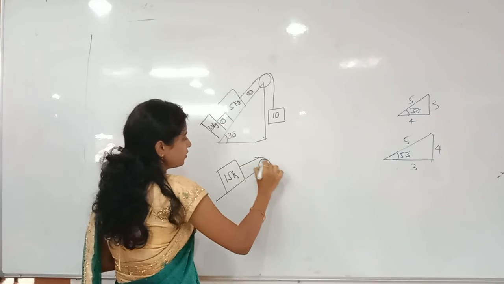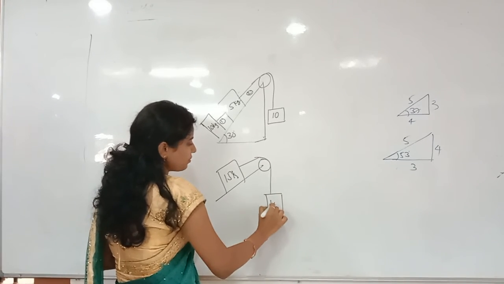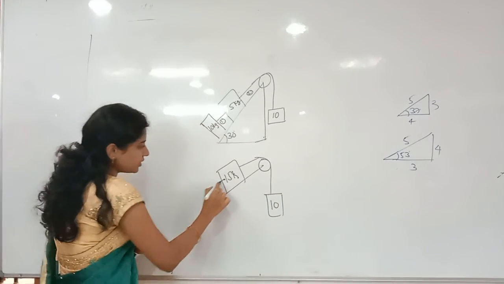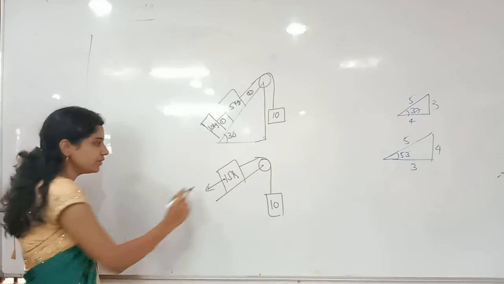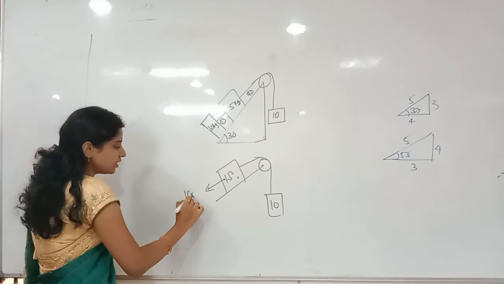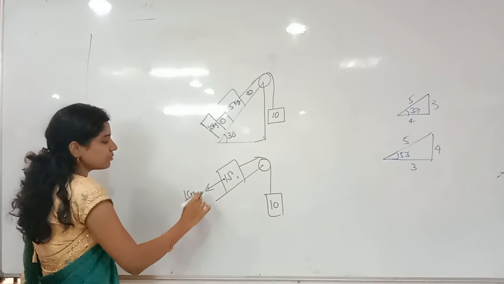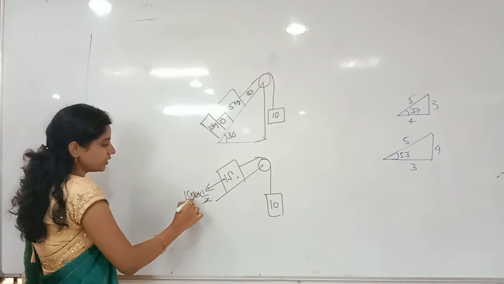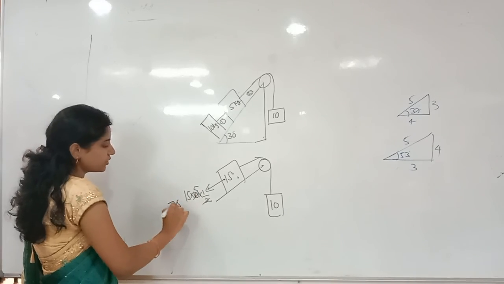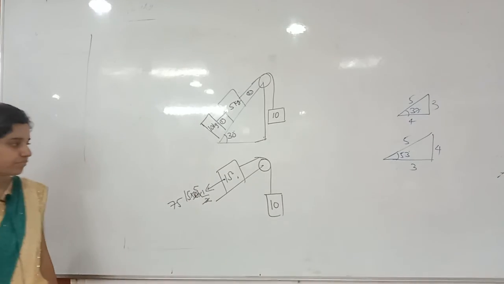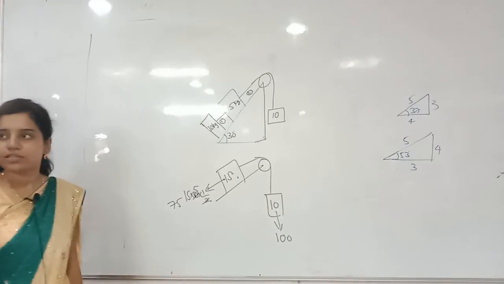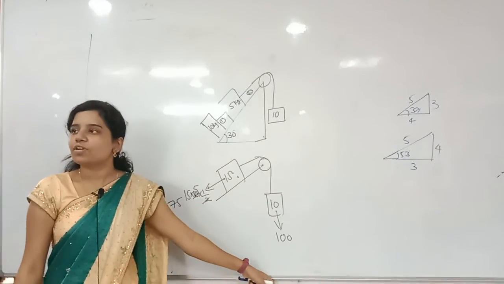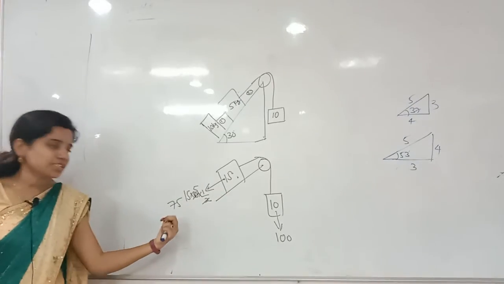And then that is connected to another string. Here the mass is how much? 10. Now in this direction what will be there? Mg sin theta. Mg sin theta is nothing but 15, g is 10, sin 30 is 1 by 2. Then this will be 5. So the total force here is 75. And here the total force is 100, mg is 100.